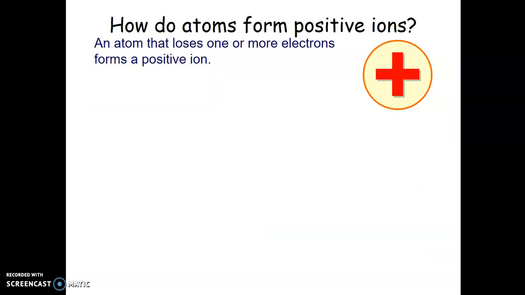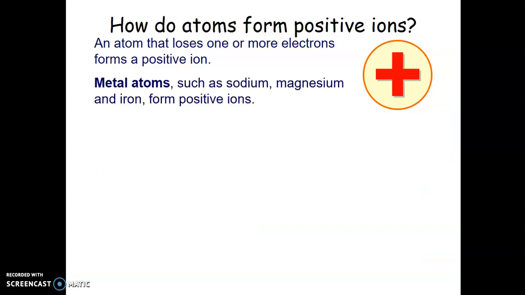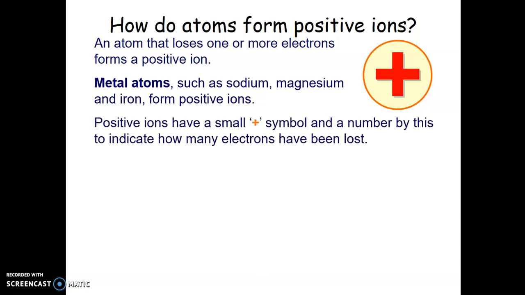Okay, so metal atoms always lose electrons because they tend to be in groups 1, 2 and 3 in the periodic table. They only have 1, 2 or 3 electrons in their outer shell. The easiest thing for them to do is lose those electrons to end up with a full outer shell, because they've lost the free ones from their outer shell. So they always form positive ions because they always lose electrons.